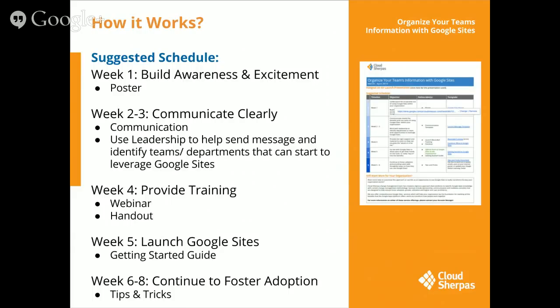Week 2 and week 3, this is where we're communicating very clearly with the organization. Right, so we're using some of the communication templates that we've provided in the adoption kit. We're also using leadership to help send the messages and identify teams and departments that can start leveraging Google Sites. We always find that if this is clearly communicated, then users understand what's happening, what the timeline is and what's expected of them. But if we use our leadership to help enforce this, it's going to help drive adoption of Google Sites as well.